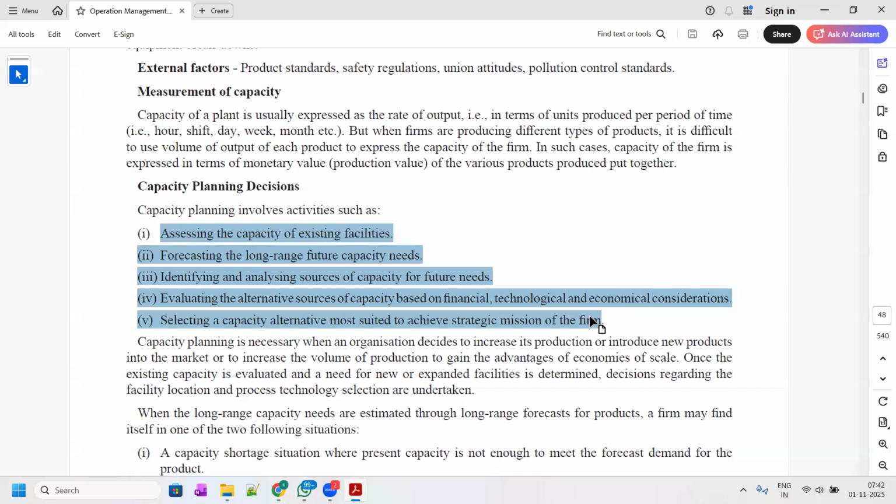Based on the demand forecasting data we are getting, we need to consider the parameters for long-term capacity needs, and then analyze those parameters. We have to evaluate the different capacity options based on their financial, technological, and economic parameters. And then we need to choose the right strategy that should support the company's long-term goal. Clear, everyone?